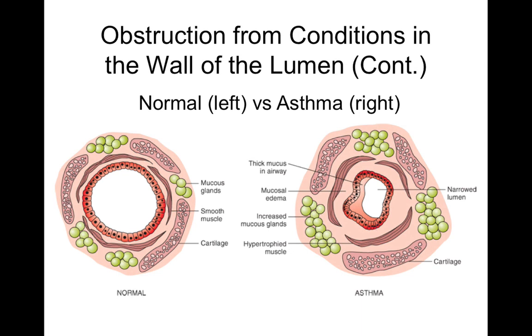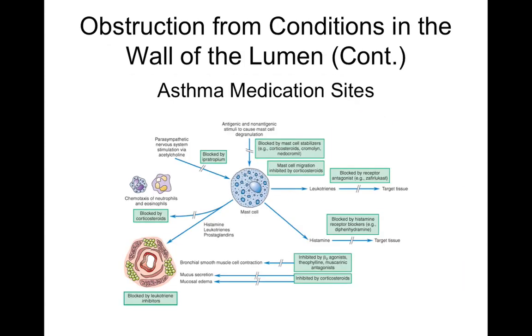So chronic asthma actually can be fatal. We usually think about asthma as being sort of a more temporary, benign condition, but people do pass from asthma attacks. It can happen. So what this slide is showing you guys are some different asthma medication sites.